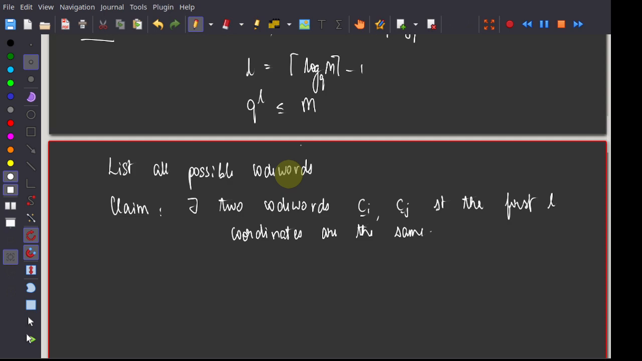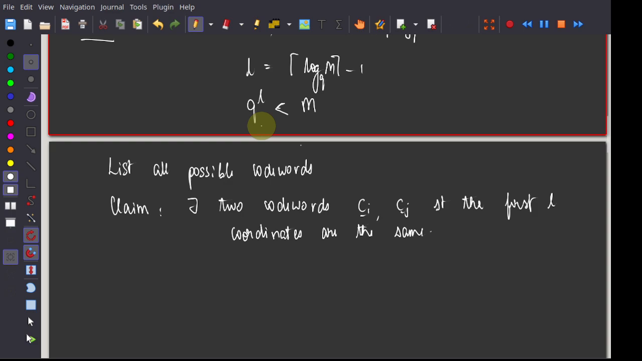So field size is Q, correct? I'm keeping only L coordinates. I'm looking at the first L coordinates only. So how many Q-ary vectors are there of length L? Q to the power of L. That is the maximum number of distinct vectors that I can see among vectors of length L. But how many vectors do I have? I have M of them, right? I have M vectors, where M is strictly larger than Q to the power of L, right? And I'm looking at only the first L coordinates, so there must be a match among at least two. You agree? You don't agree?